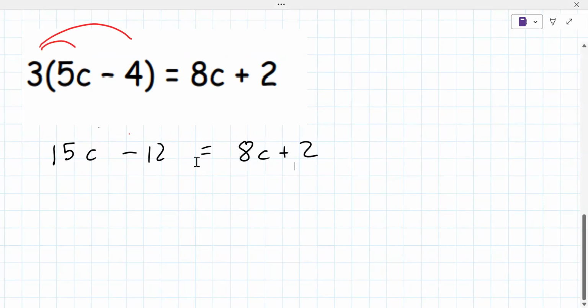You have to move from one side to the other. Smaller to the larger is generally preferred. Just keep that in mind here.